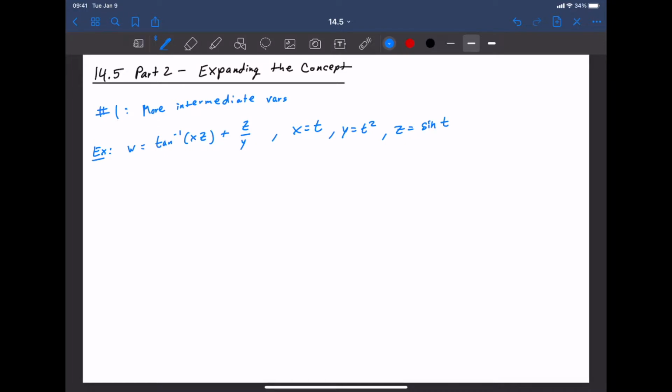Okay, so what would the tree diagram look like? I really recommend you always make a tree diagram. Well, the tree diagram would have W as the root. And what would be the branches off of W? Now we'd have 1, 2, 3 branches off of W. One for X, one for Y, one for Z. And then each of these is only dependent in one direction.